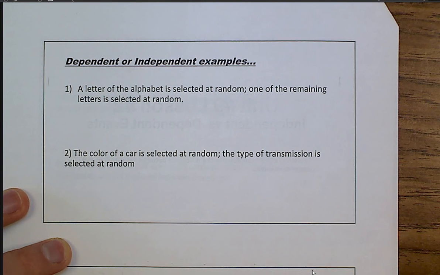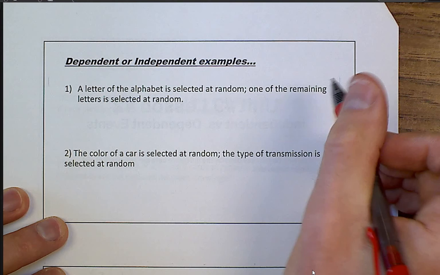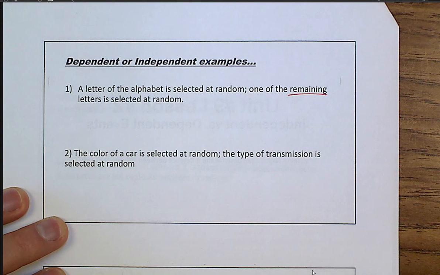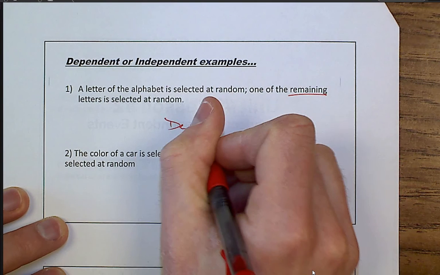All right, number 1: a letter of the alphabet is selected at random. One of the remaining letters is selected at random. The key words there are the remaining letters, because the first one is out, so what's left over is affected by the first letter being removed. So this would be an example of dependent events.